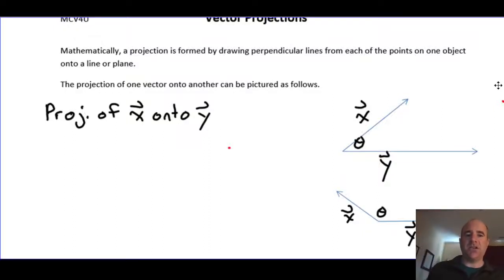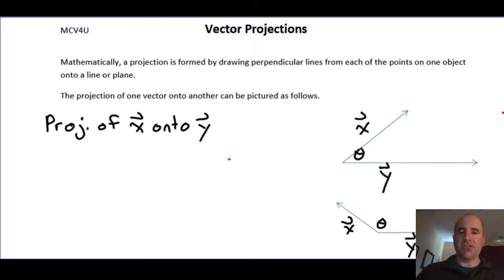Now that we've discussed the dot product, it makes sense to introduce vector projections. Vector projections come up a few times in the course, and this is just a short lesson. We define what they are, how to calculate them, and what they look like is actually important as well. So a projection is kind of like a shadow, okay?